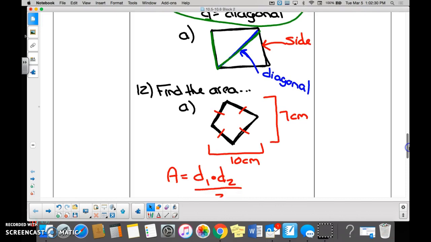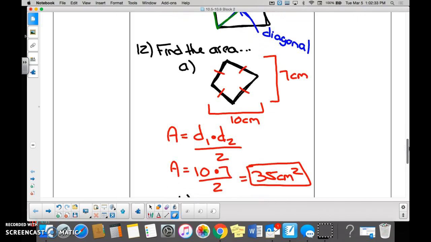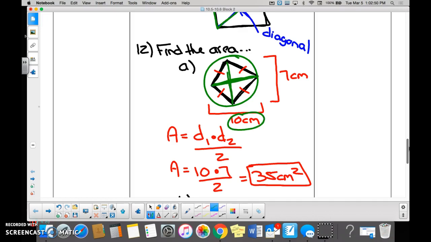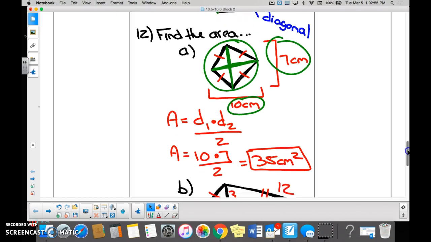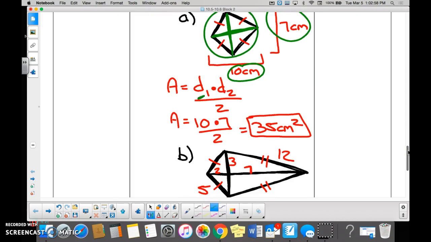All right, and then finding the area of this. Is this a rhombus or is this a kite? Kite. What is this? How do you know it's a rhombus? All sides are equal. So then one of the diagonals measures what? What does this diagonal measure? 10. What does this diagonal measure? 7. Because it says over here, right? So then you take your 10 and your 7, because that's diagonal 1 and diagonal 2. Does it matter which one is diagonal 1 and which is diagonal 2? No. So you plug in your 10 and your 7, multiply them and divide by 2, and you get? 35 centimeters squared.